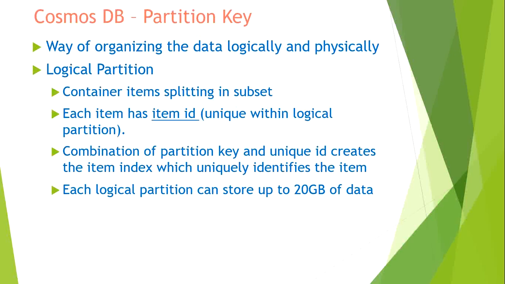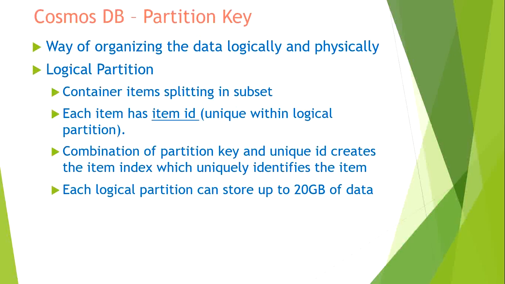Now, Cosmos DB partitioning, data partitioning. Whenever we are talking about the database, to achieve a high level of performance and efficiency, the data has to be partitioned, since we are talking about a distributed database. The data should be partitioned so that it's highly efficient to query on that data. So basically, partitioning is the way of organizing the data logically and physically. Whenever you're talking about Cosmos DB partitioning, there are two types of partitioning: one is the logical partitioning, and the other is the physical partitioning.